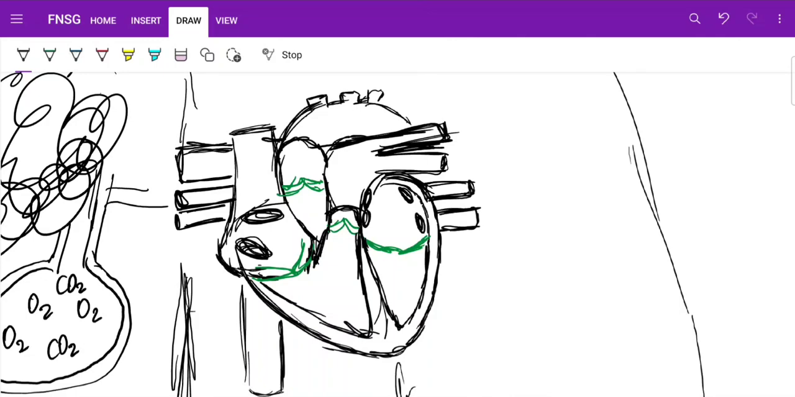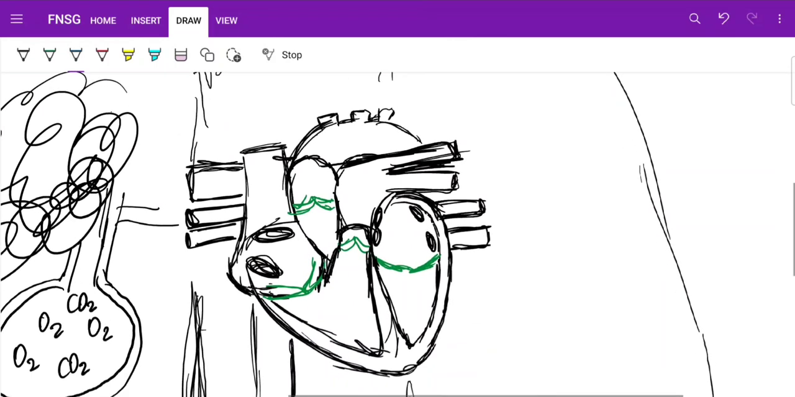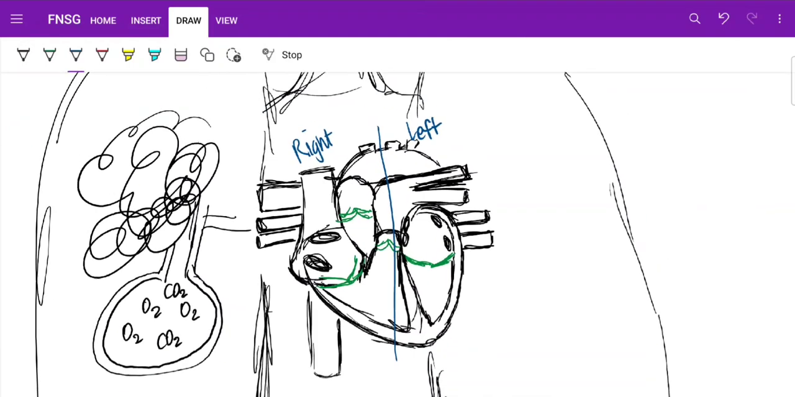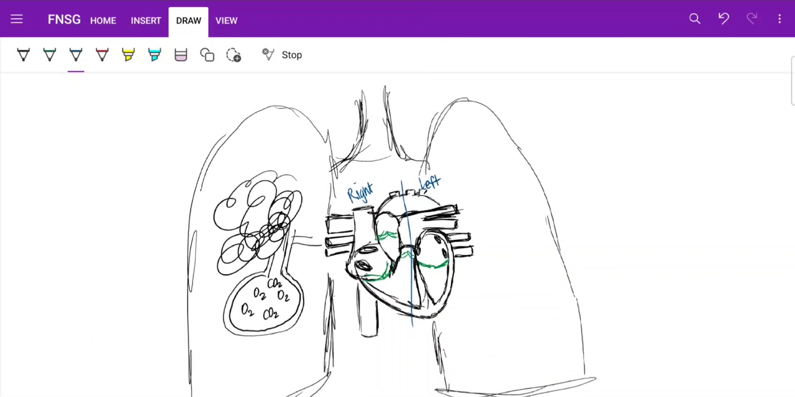So we're first on the left side and the right side of the heart. I need you to remember this. This is the right side of the heart and this is the left side of the heart. Imagine your heart flipped around. Envision yourself, put your hand on your chest. What is on your right side is over here.